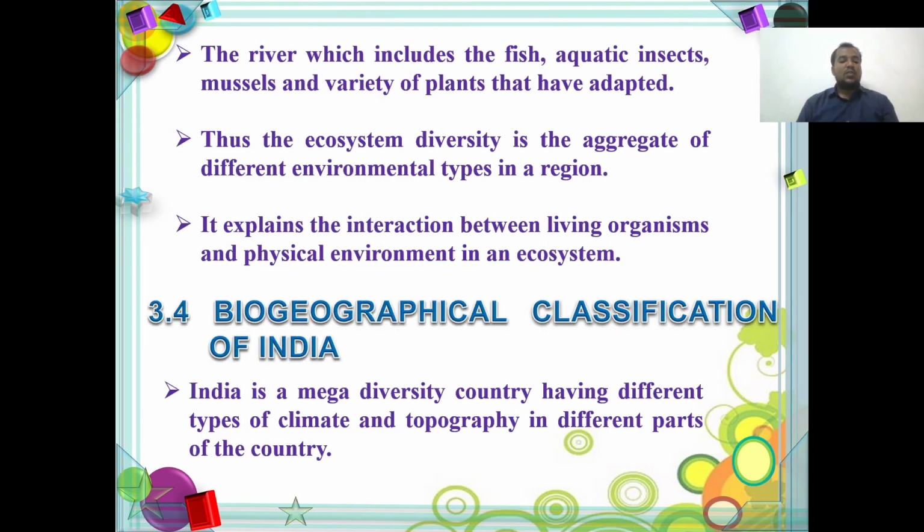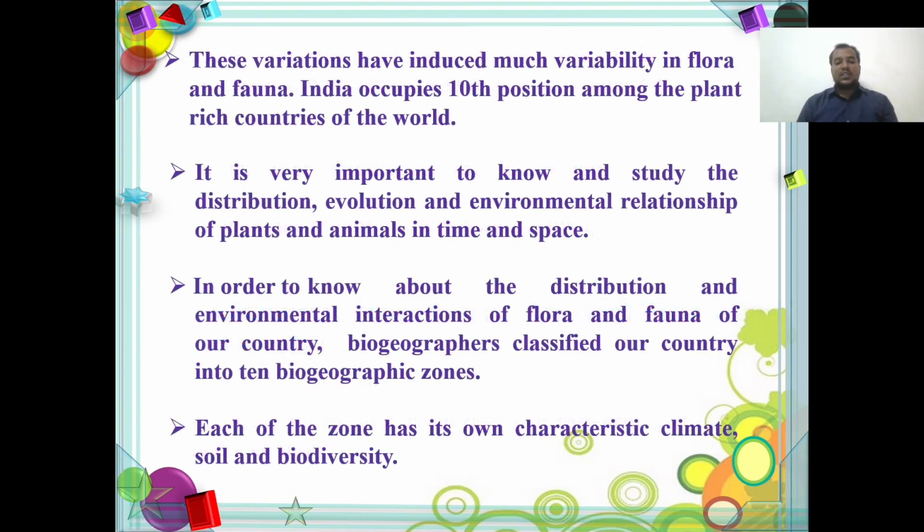Then the biogeographical classification of India. We know India is a mega biodiversity country, with different types of climate and topographical changes all over the country. These variations have induced much variability in flora and fauna. India occupies the 10th position among the plant-rich countries of the world. So it is very important to study the distribution, evolution and environmental relationship of plants and animals in time and space.